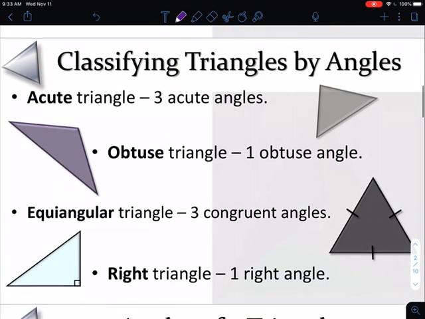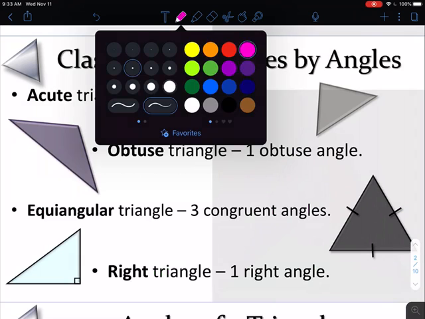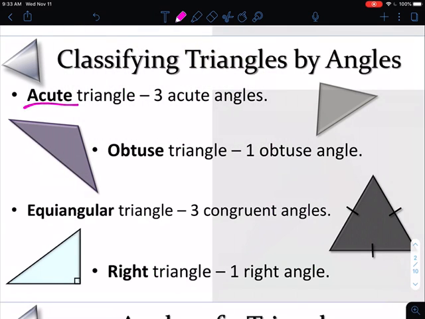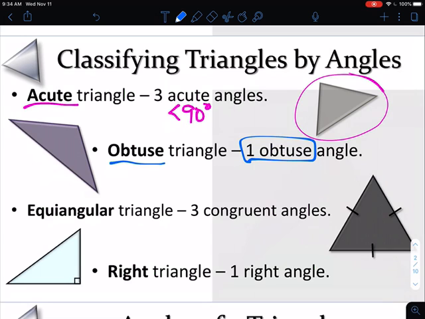We can also classify triangles by angles. So what type of angles do they have within the triangle? So an acute triangle is one that has 3 acute angles. And remember, acute means less than 90 degrees. So if all 3 angles are less than 90 degrees, like we see in this triangle here, we have an acute triangle. An obtuse triangle is one that has 1 obtuse angle. And so obtuse, if you remember, was greater than 90 degrees. So anything larger than 90 is going to be obtuse. And so if we look at this triangle, we notice that it has 1 angle bigger than 90 degrees. So that's going to be obtuse.